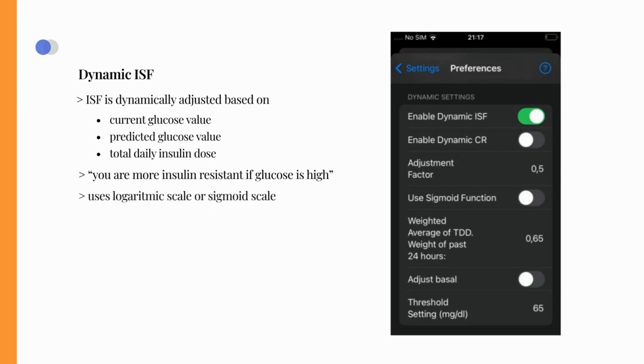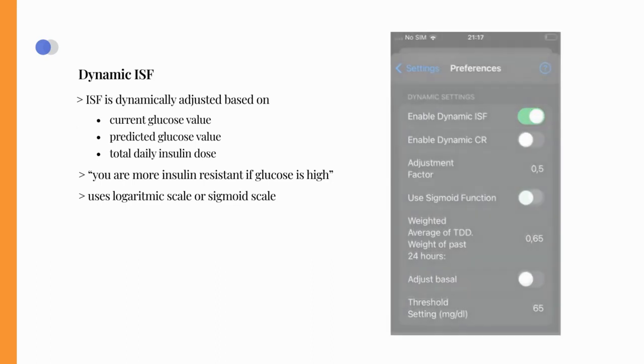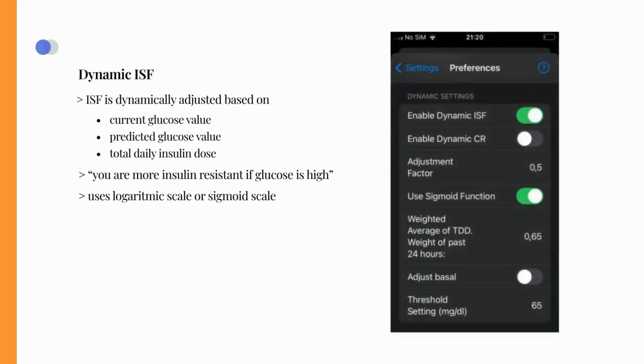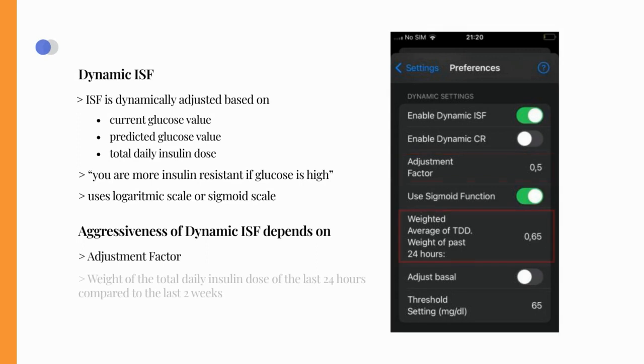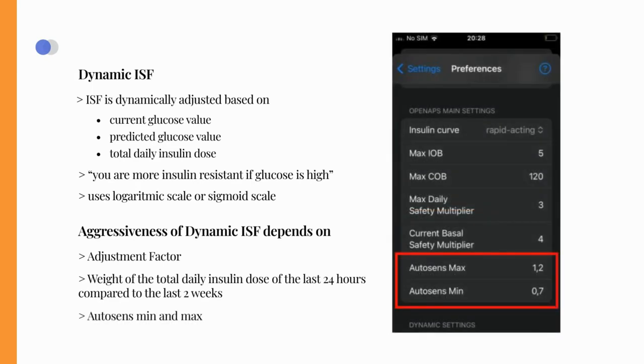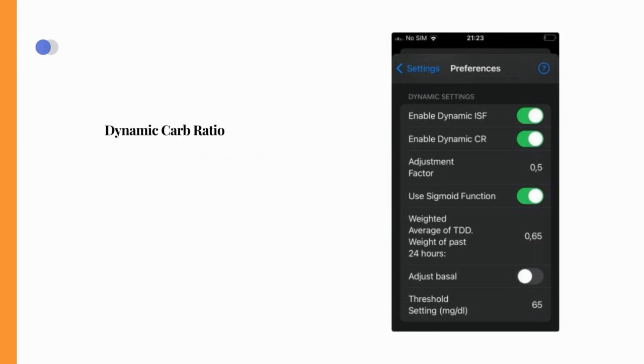Normally it uses a logarithmic scale to adjust your ISF based on your current glucose value. You can also choose to use a sigmoid scale, which might be even more aggressive. The aggressiveness of the dynamic ISF can be changed using several parameters like the adjustment factor, the weight of the total daily insulin dose of the last 24 hours compared to the last 2 weeks, and the AutoSense max and min percent.